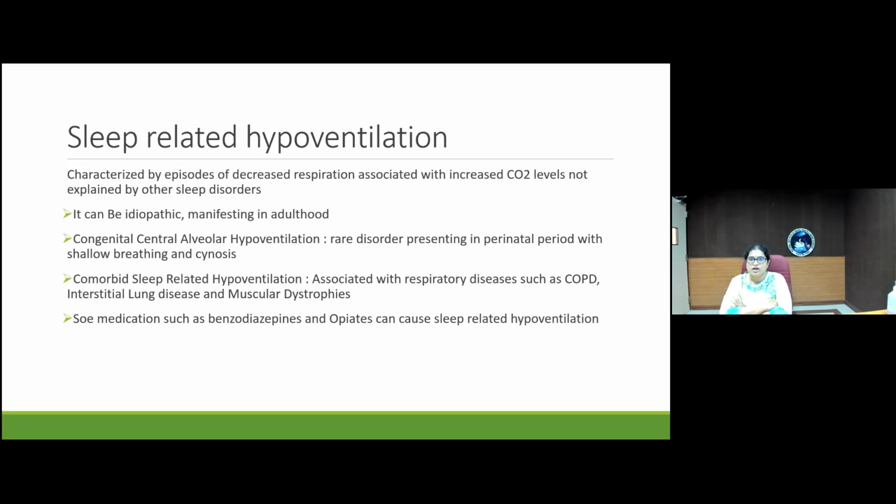Comorbid sleep-related hypoventilation, wherein comorbidities such as COPD, interstitial lung disease, and muscular dystrophies, which affect the respiratory muscles, can lead to sleep-related hypoventilation, wherein the respiratory drive or effort decreases in sleep. Some medications such as benzodiazepines and opiates can also cause sleep-related hypoventilation.